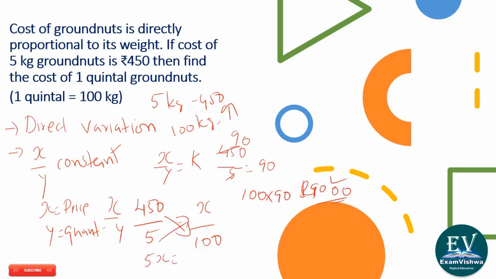5x is equal to 450 into 100. That is 00 here, and x is equal to 45000 upon 5, which is equal to 9000 rupees. This much you will pay. I did it roughly because this is a very simple sum. So you will apply x upon y is a constant. Basically, what do you have to remember? In direct proportion, one upon the other is constant. This you have to understand, and I have to explain to you.